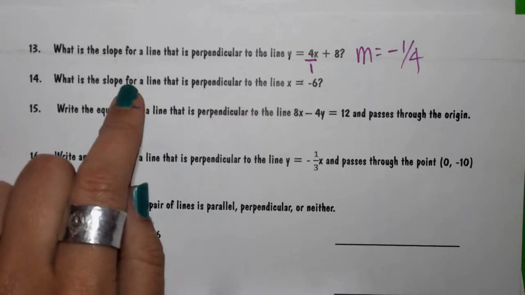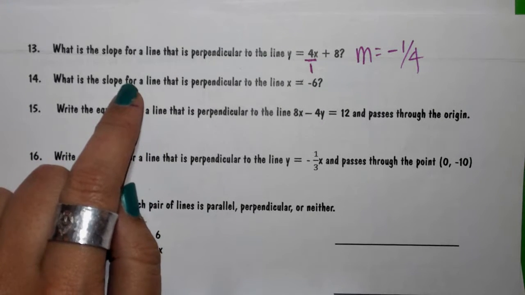Alright, now, this one says, what is the slope of a line that is perpendicular to x equals -6?